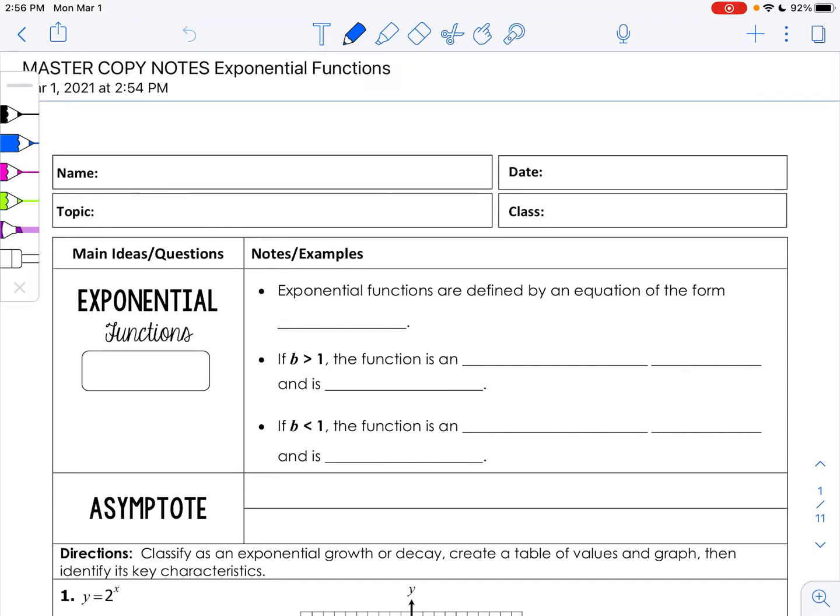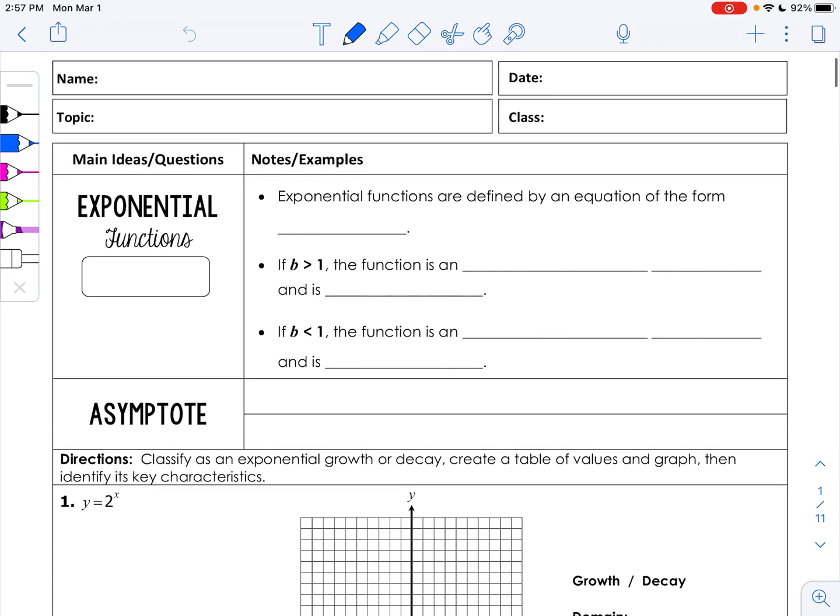In this lesson, we're going to begin a series of lessons on exponential functions. Exponential functions are like linear functions and are used to model situations. Exponential functions are used to model situations that either grow or decrease very rapidly. The general form for an exponential function is y equals a times b to the x power.